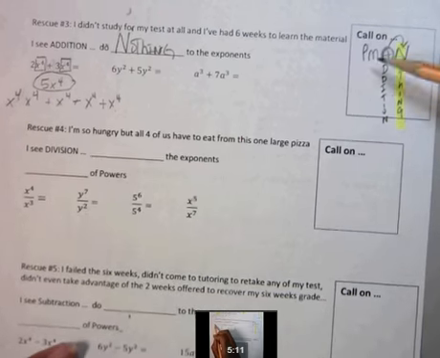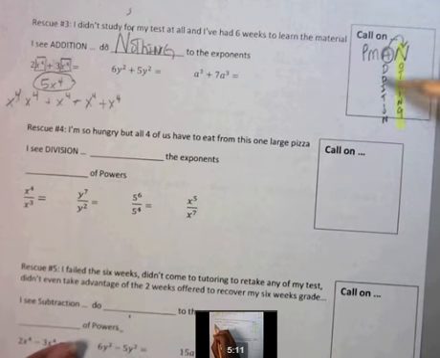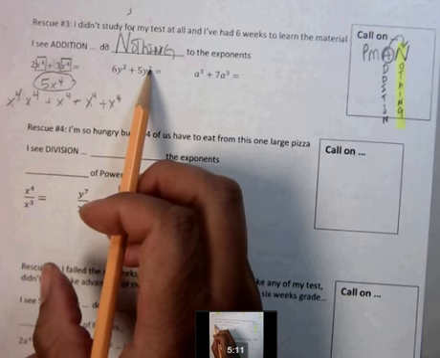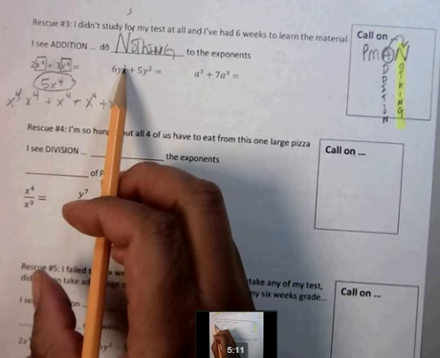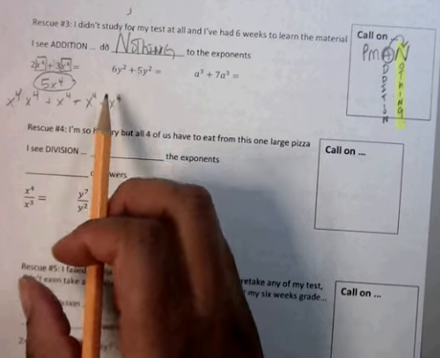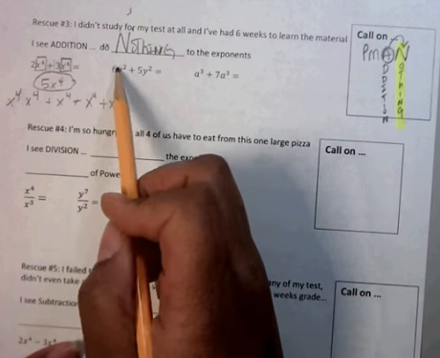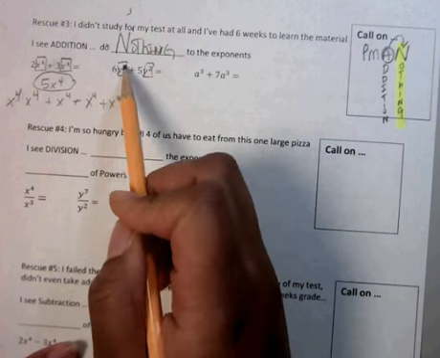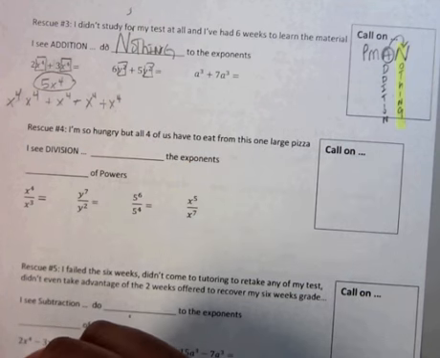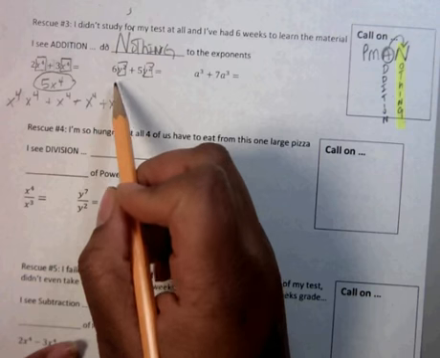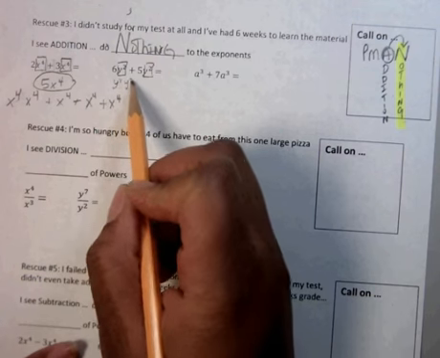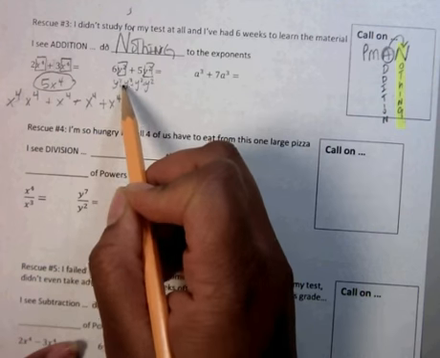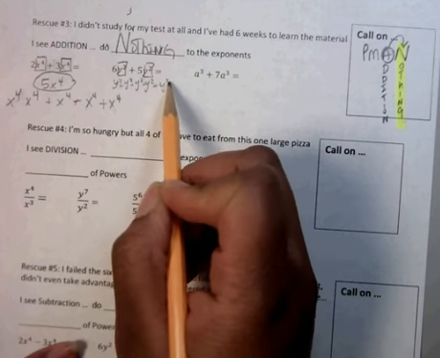Again, P-Man says when you see addition, do nothing to the exponents. So this is not going to become 4. It's not going to become 2 times 4, or 2 plus 2, which is 4. We're going to look to see if they have the same base, y, and same exponent 2. And they do. So this is 6y squares. And we're adding them. 1, 2, 3, 4, 5, 6.